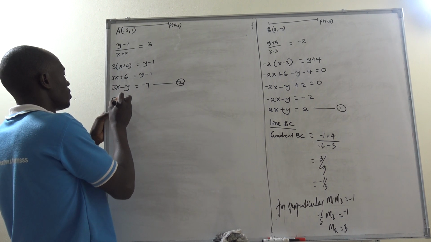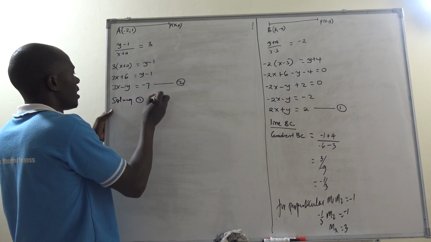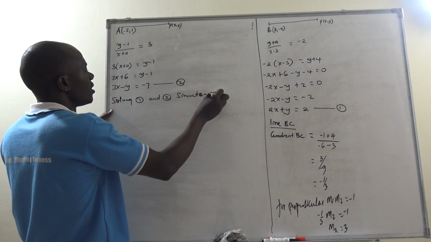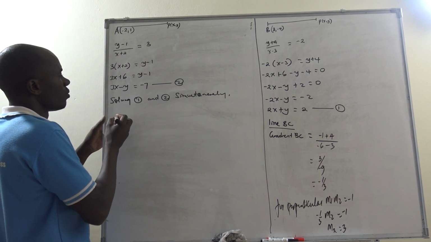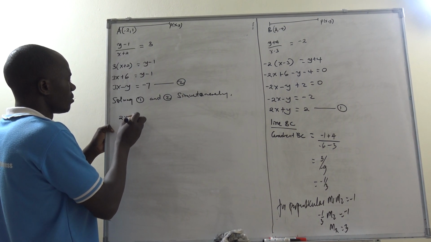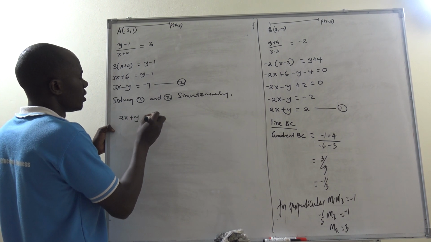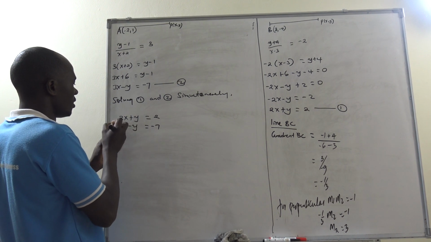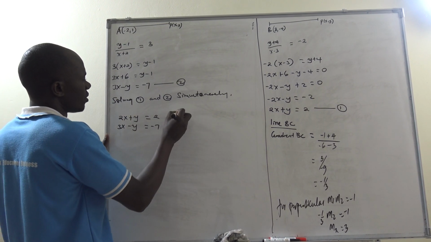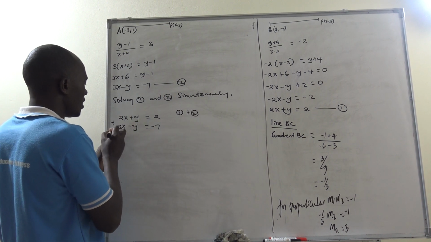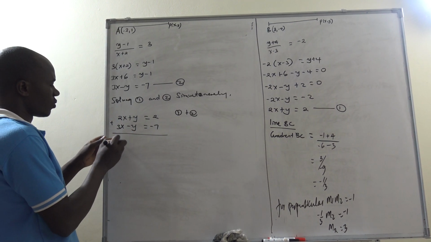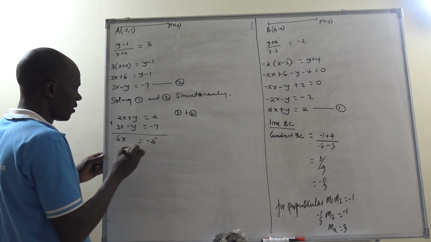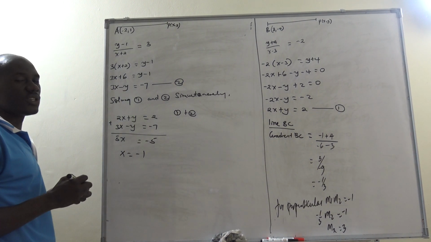Simply say solving 1 and 2 simultaneously. So these are simultaneous equations. Equation 1 is saying 2x plus y equals 2, and equation 2 is saying 3x minus y equals negative 7. What if I add equation 1 plus 2? This plus this, we are coming out with 5x. This and this, we are coming out with 0. 2 plus negative 7, we are coming out with negative 5. So what is x alone? x alone is negative 1.